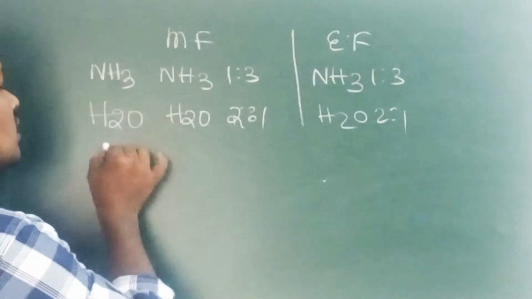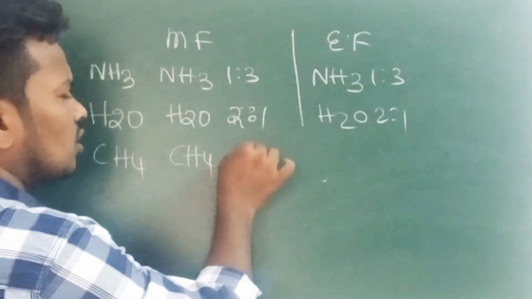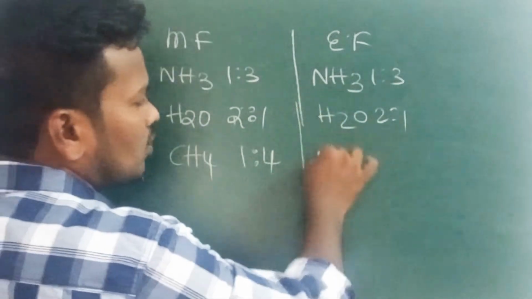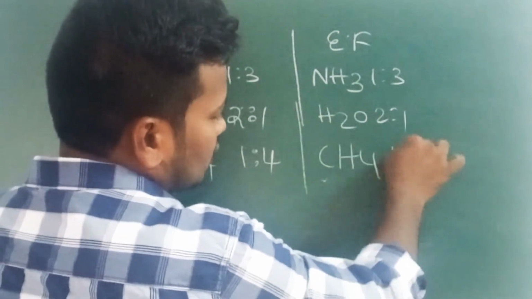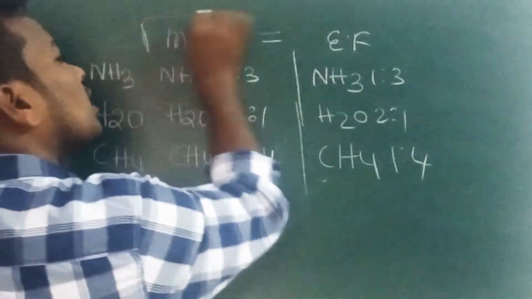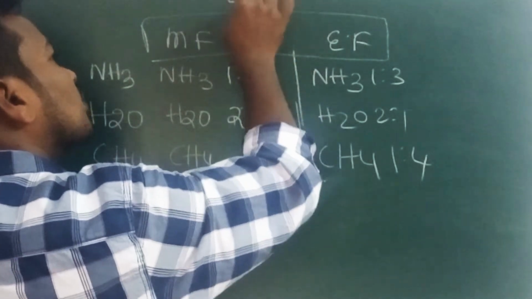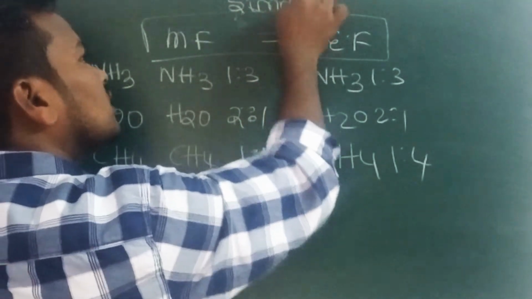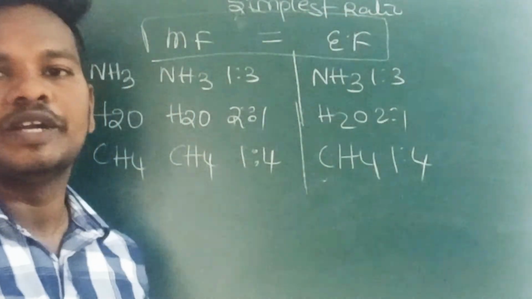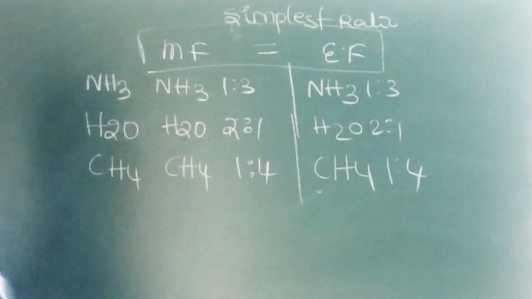Next one you can see is CH4. In the CH4 molecular formula, carbon is 1 and hydrogen is 4. The empirical formula is the same, CH4, 1:4. That means the molecular formula is equal to the empirical formula when the molecular formula is present in the simplest ratio. It's already in the simplest ratio, so there is no need to simplify it. Okay.